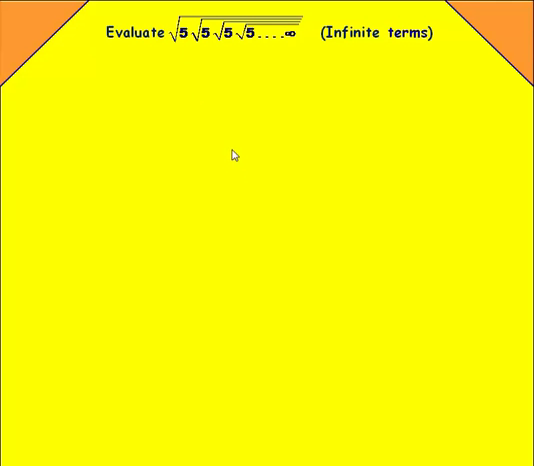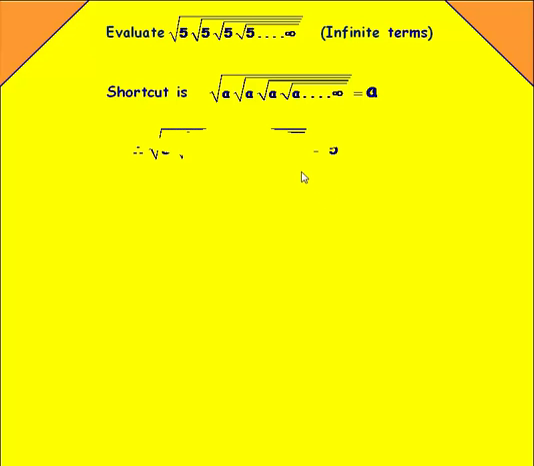To calculate this infinite number of terms under nested square roots, we have a shortcut, that is square root of a into square root of a into and so on, square root of a and so on, infinite number of terms. Under product, the value is simply a. So square root of 5 into square root of 5 and so on, infinite terms, the value is simply 5. Now here we have an infinite number of terms, the value is a.